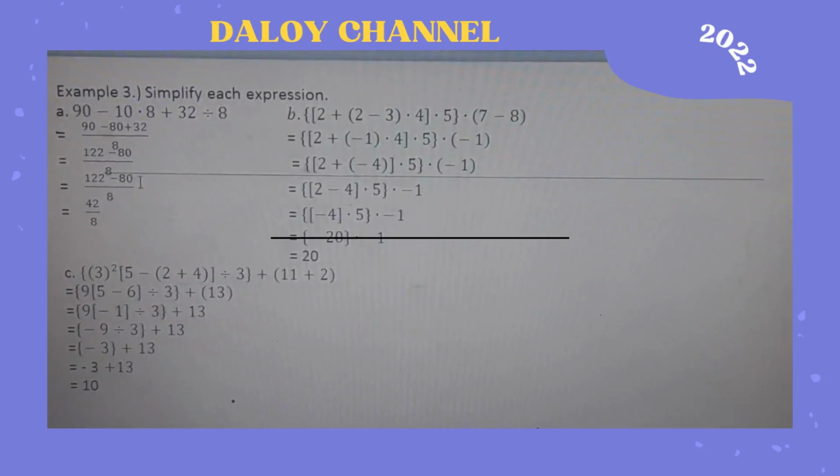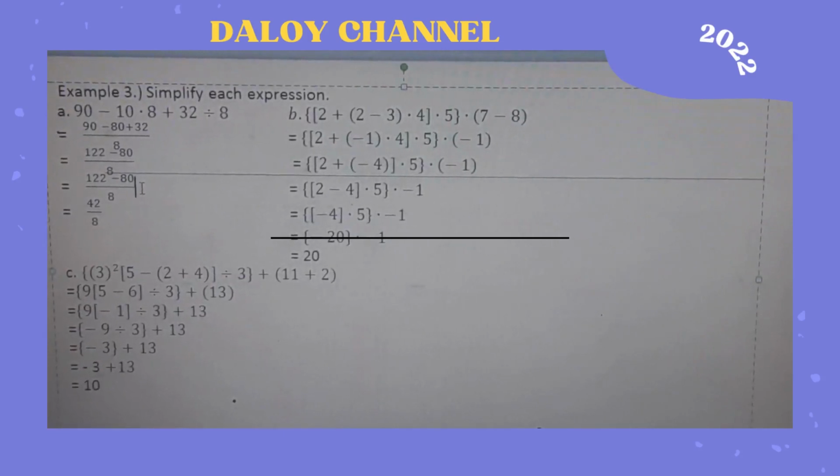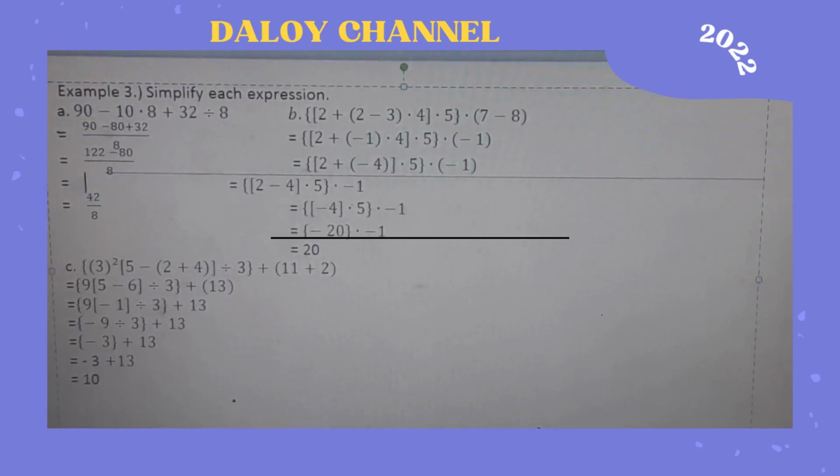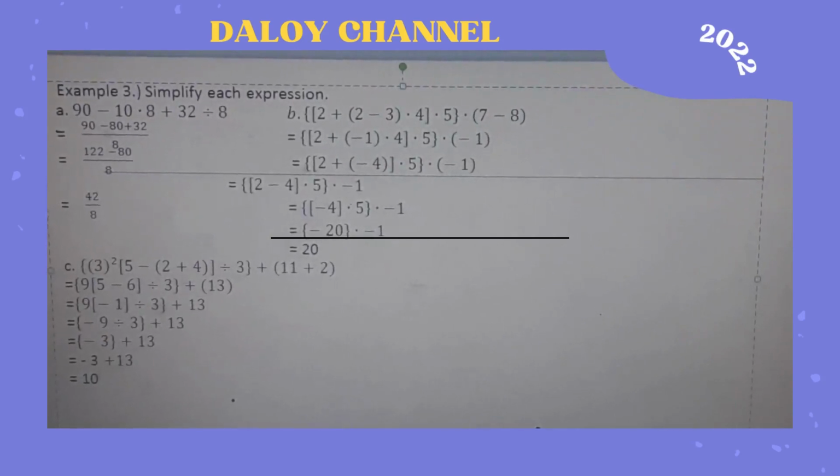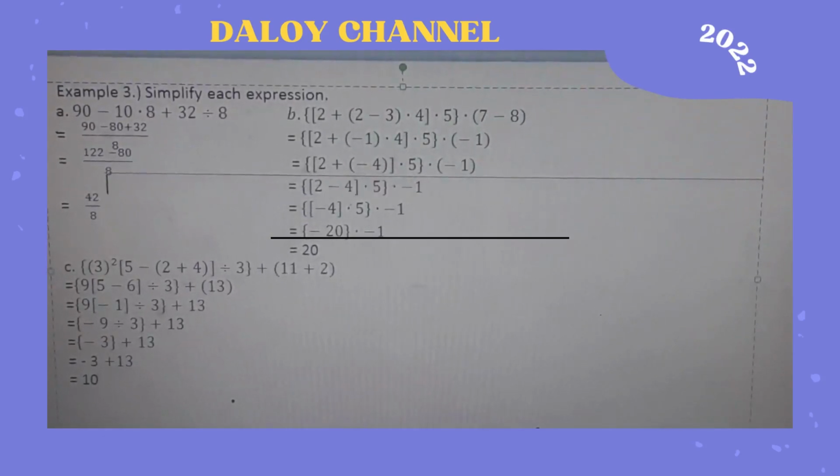So it seems that we are writing about you here. By the way, the difference between 122 and 80 is 42. So the final answer would be 42/8.